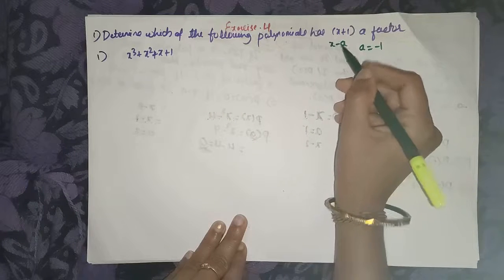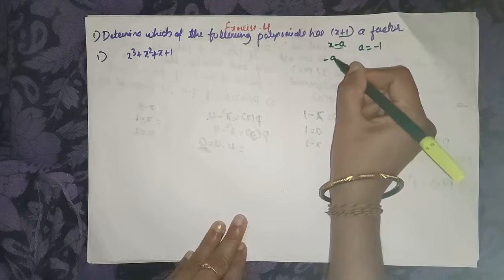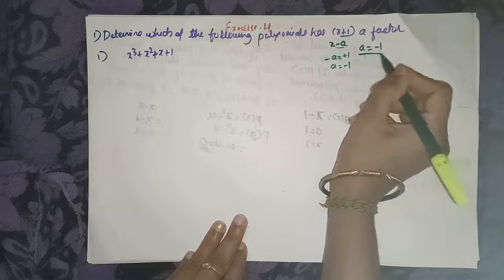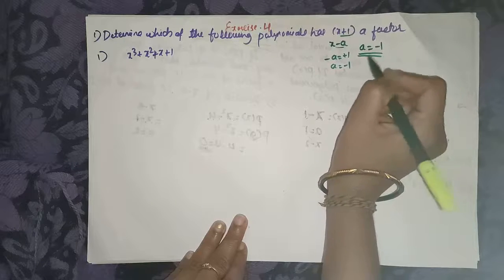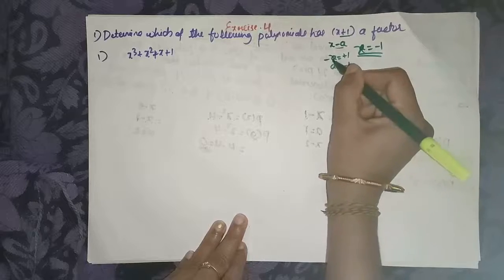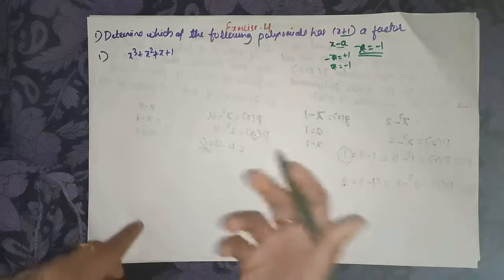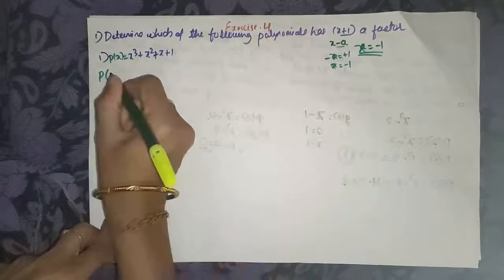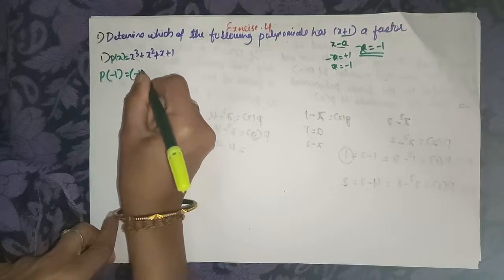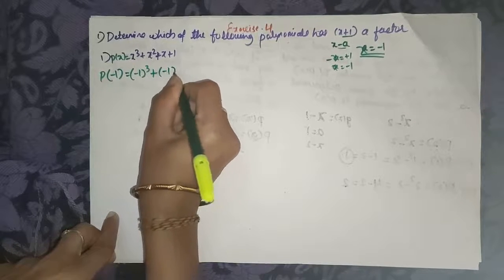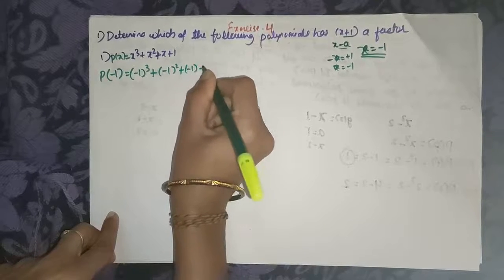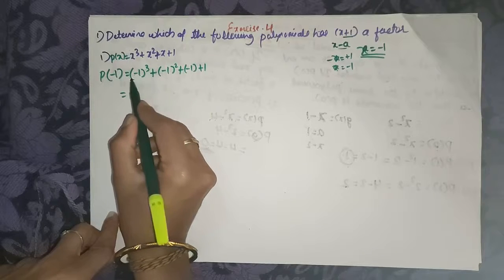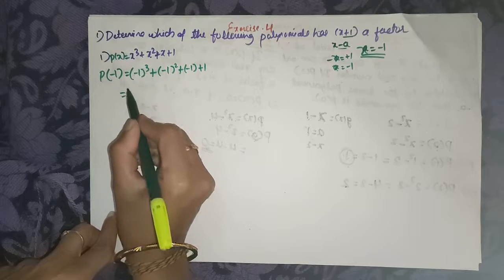So here minus a is equal to plus 1, so a is minus 1. We need to substitute x as minus 1, or a as minus 1. Then we will get the remainder. So here this is p of x. I substitute x as minus 1: minus 1 cube plus minus 1 square plus minus 1 plus 1. So here minus 1 cube, the power is odd, so the minus stays minus.